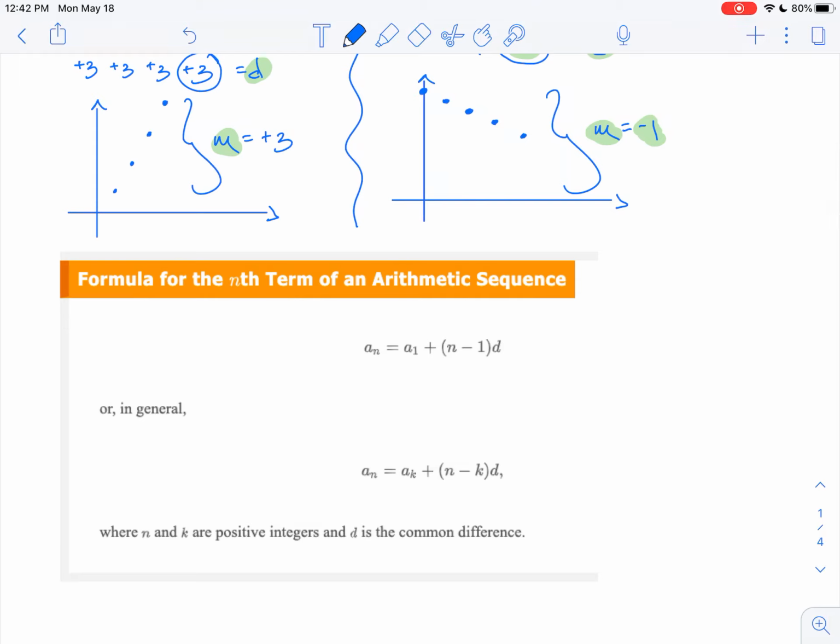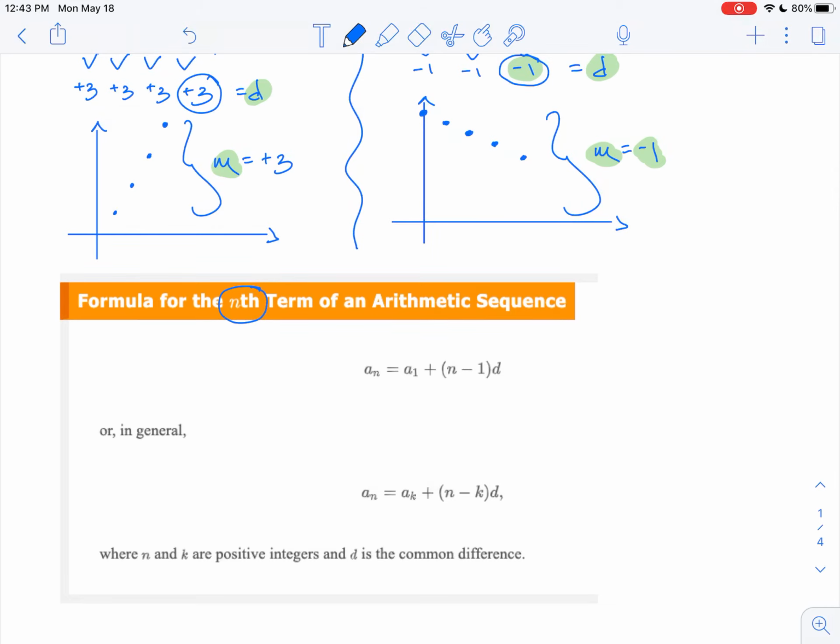Okay, so let's take a look at a formula to help us find any term or the nth term of an arithmetic sequence. This formula is very much like our y equals mx plus b, okay? So this common difference, again, is like our slope. And our x values are whatever we plug in for n minus 1. And the first term is our starting point.